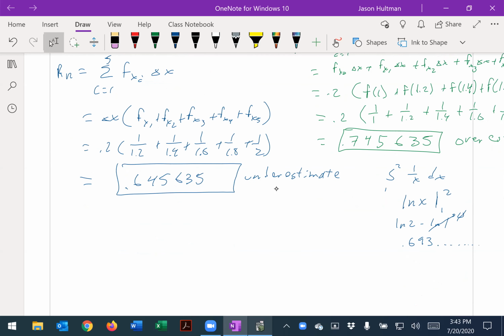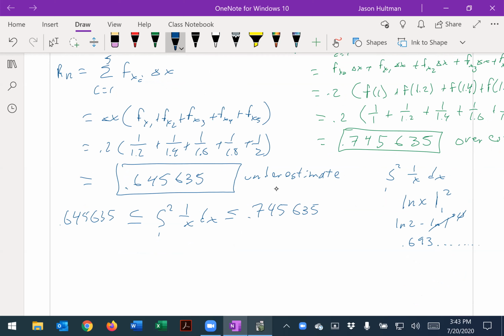So we said that the integral from 1 to 2 of 1 over x dx is bounded by 0.645635 and 0.745635. It's interesting that they both end in 35. It must have something to do with the nature of taking 1/5 here. Oh yeah, because all we did was subtract off 1, right?